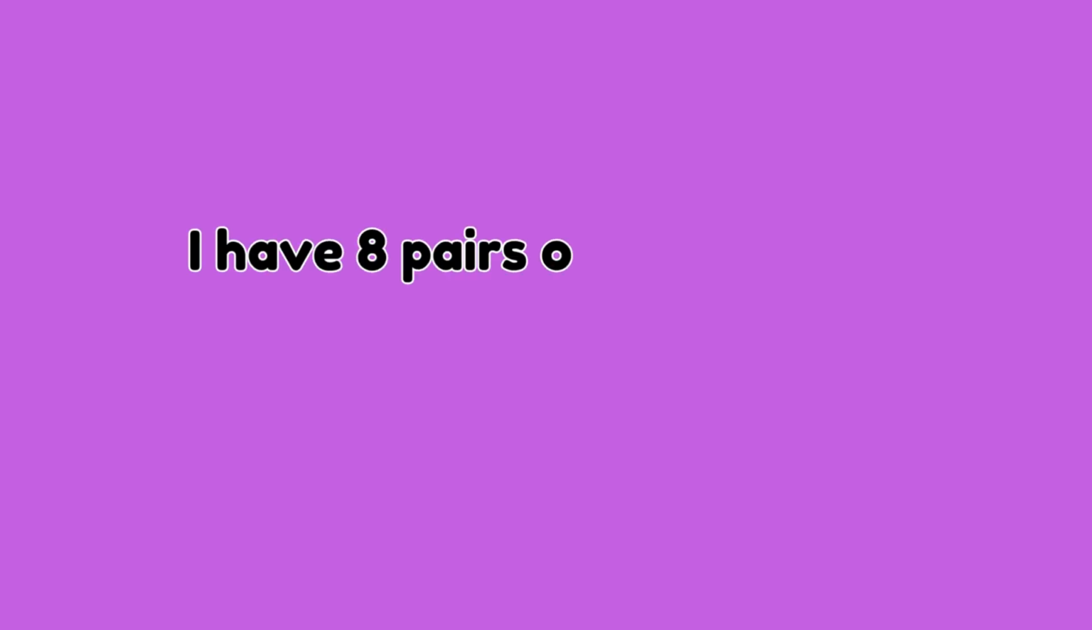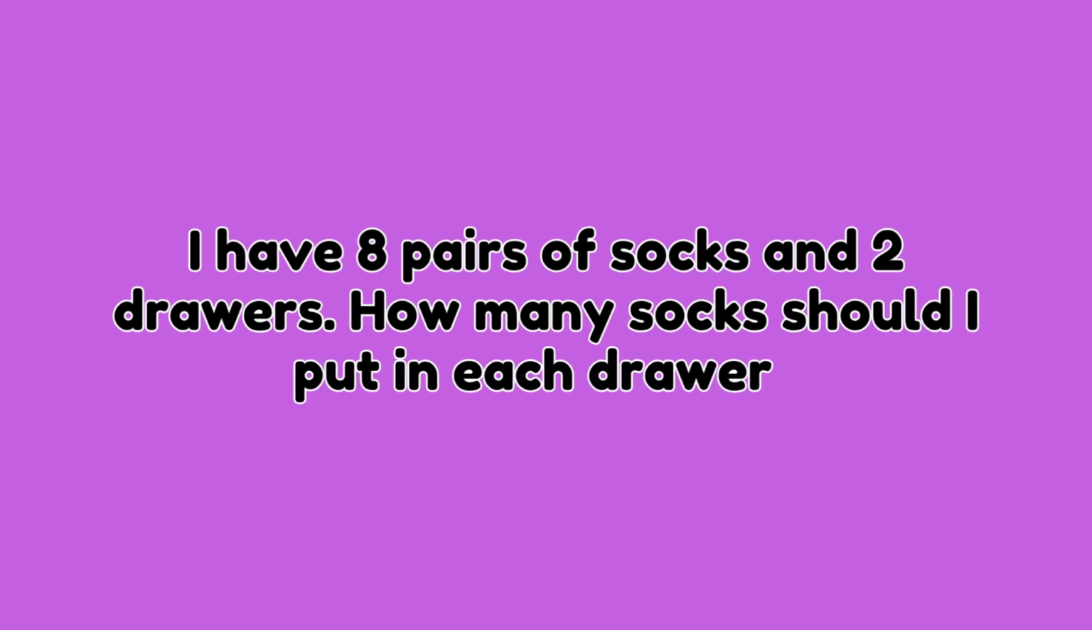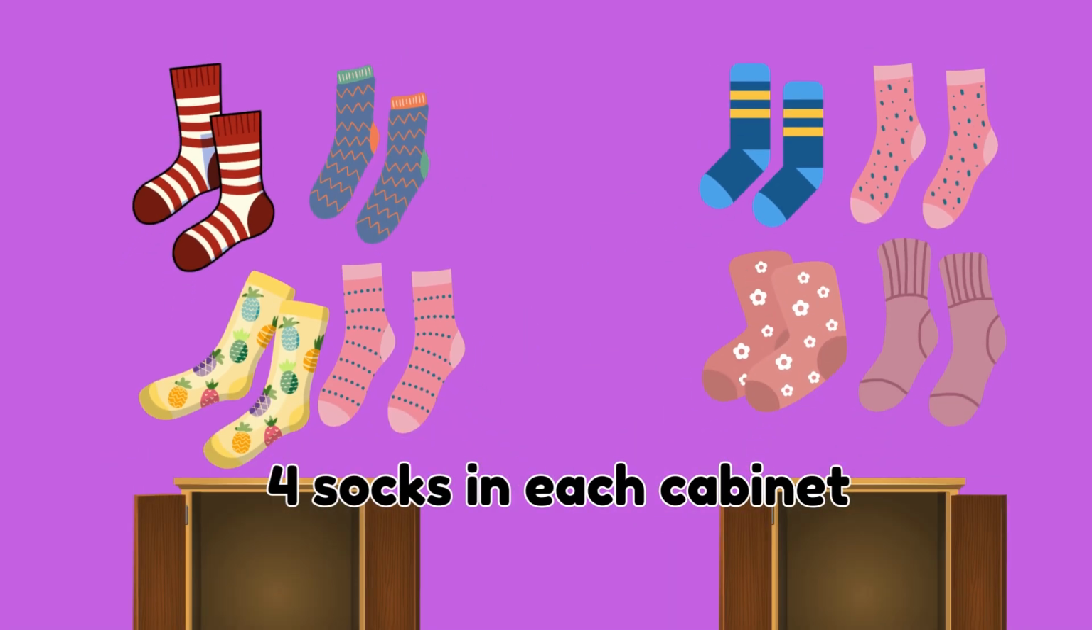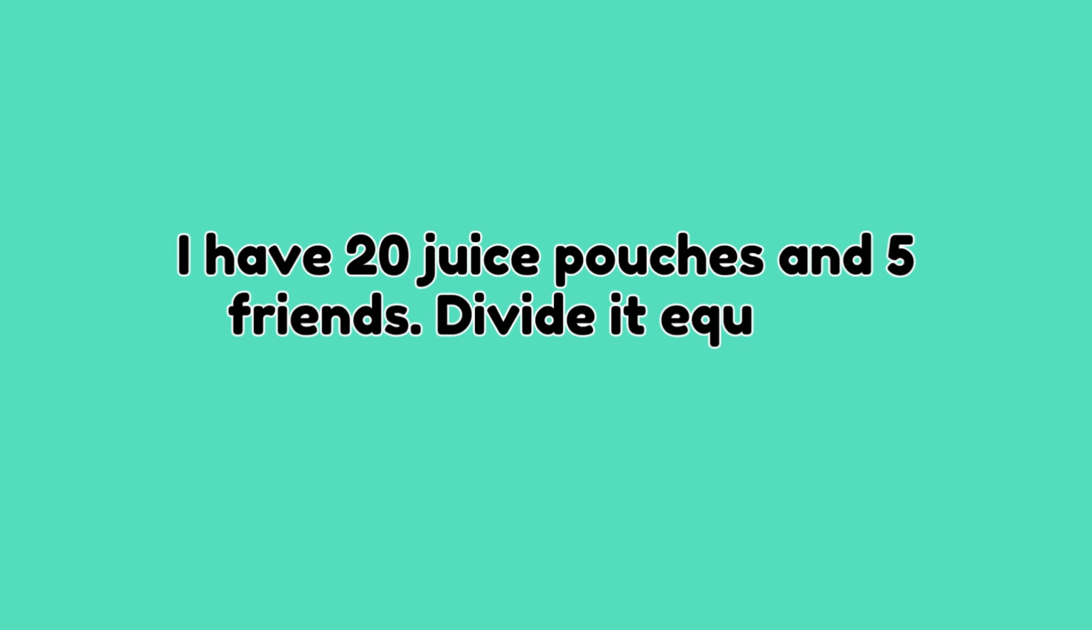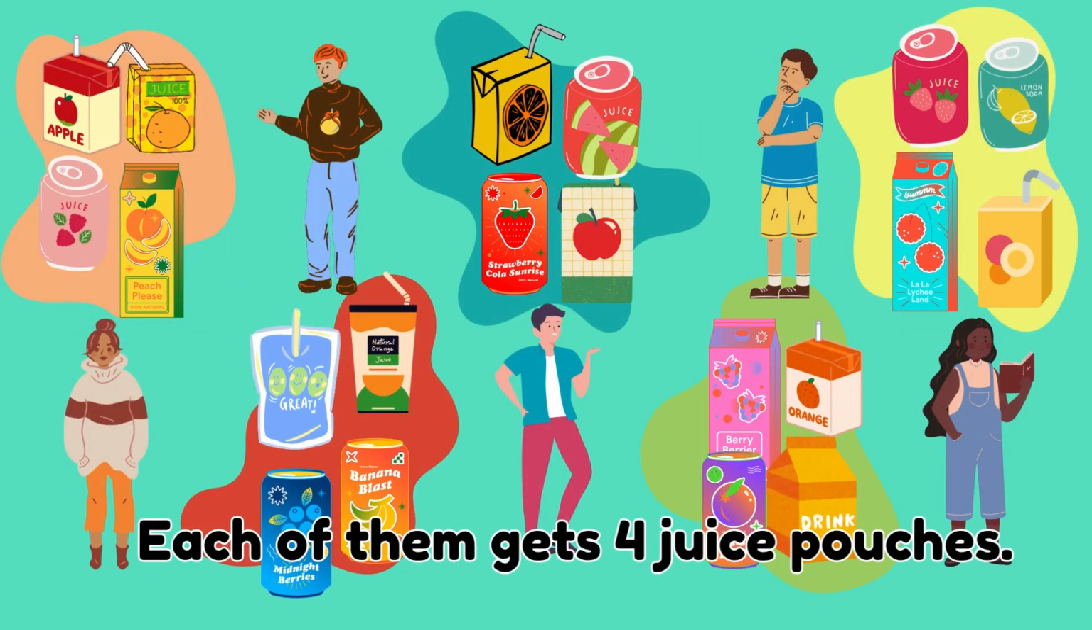I have 8 pairs of socks and 2 drawers. How many socks should I put in each drawer? 4 socks in each drawer. I have 20 juice pouches and 5 friends. Divide it equally. Each of them gets 4 juice pouches.